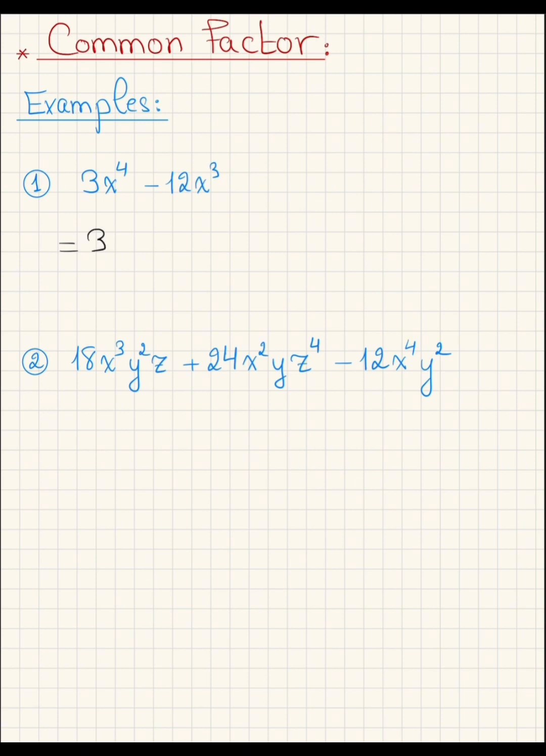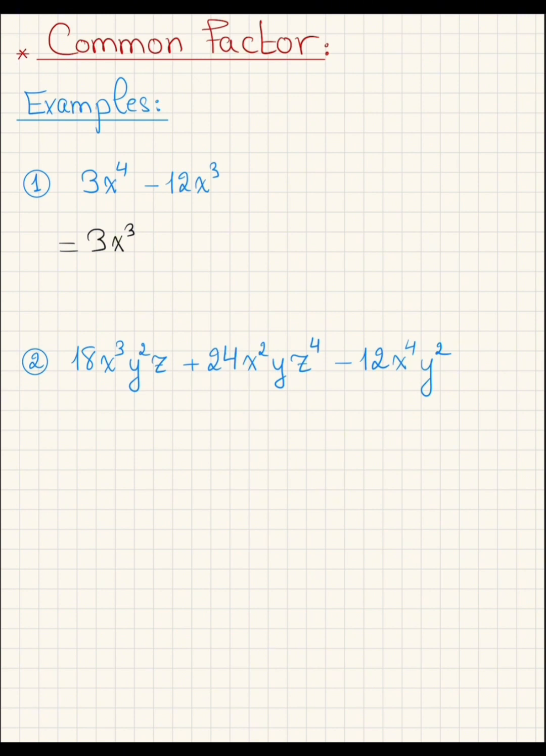What about the letters? Do we have an x here? Yes, as well as in the second term. In this case, I take the x with the lowest exponent. So I have x to the power of 4 and x to the power of 3, which means I grab x to the power of 3. So the entire common factor becomes 3 times x to the power of 3.